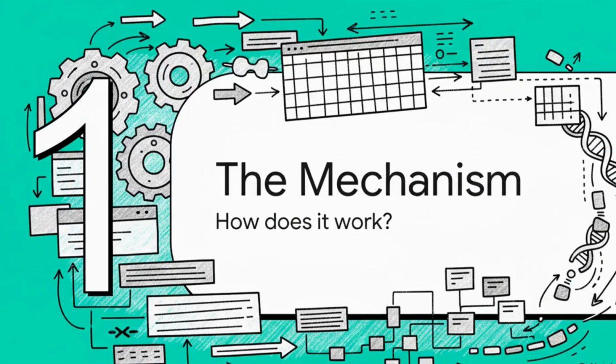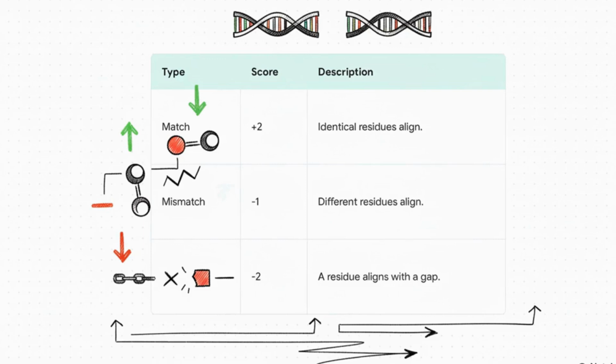So how does this thing actually work its magic? Well, the algorithm uses a really elegant and powerful process called dynamic programming. Let's break down the mechanism. First off, the algorithm needs some rules to play by, so we set up a scoring system. This basically defines the value of every possible move. You get a positive score for a perfect match, a small penalty for a mismatch, and then a bigger penalty for a gap, which represents an insertion or deletion. These scores are absolutely crucial because they guide the whole process.